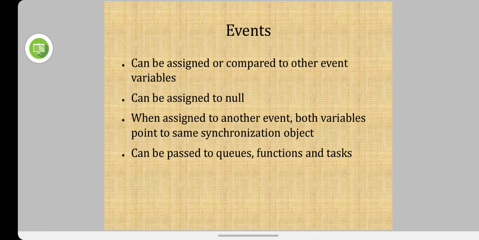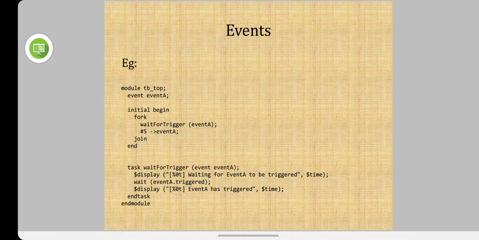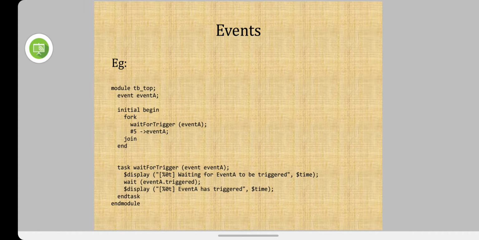For example, when there are two events like A and B, and A is equal to B, you are assigning A's value to B, right? So you have only event B here, you don't have event A after this statement. So that is what this line is telling. When one event is assigned to another event, both variables point to the same synchronization object, and events can be passed to queues, functions, and tasks. As we have already seen, here an event is being passed to the task as an argument.